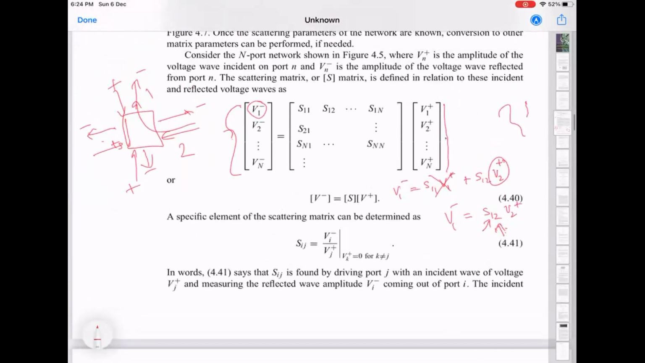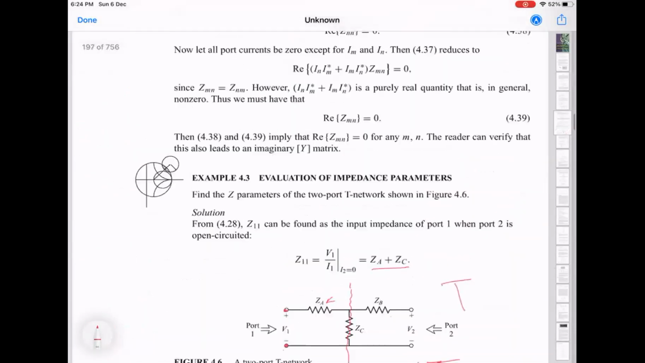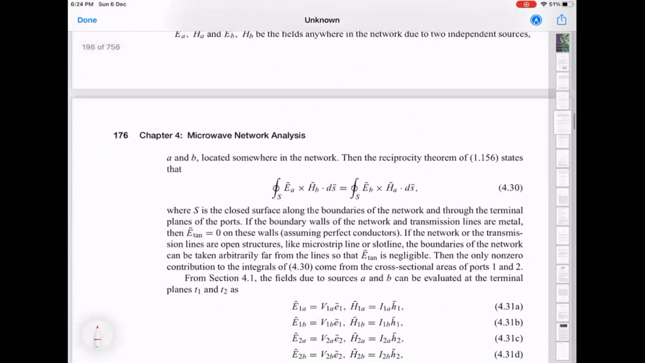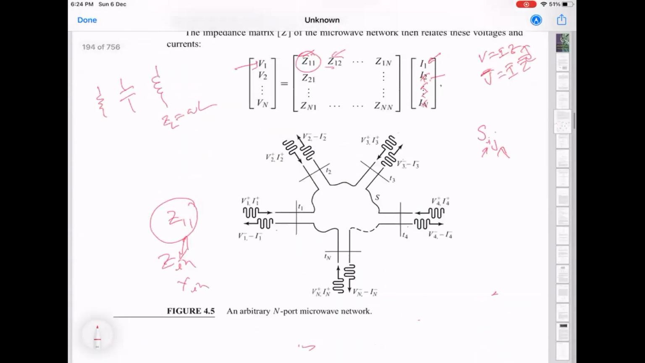Okay, so Sij is V1 over Vj, and Vk plus is 0 for all k not equal to j. So for the ones where j, which is the one you're interested in, is not equal to k, you have to set all of those to 0. And what we are discussing is what does it mean to set them to 0, right?